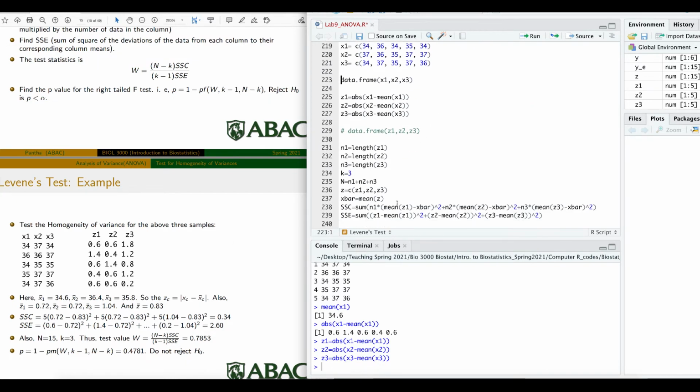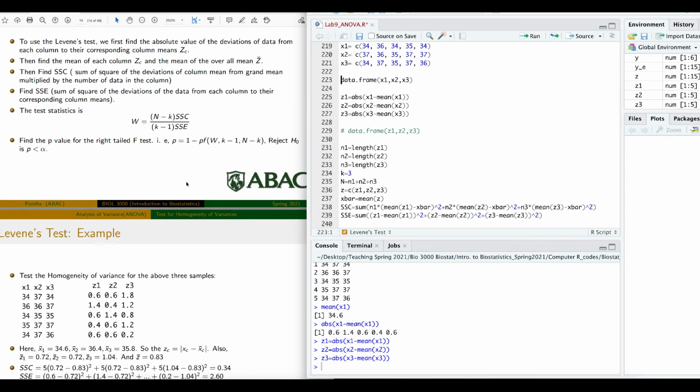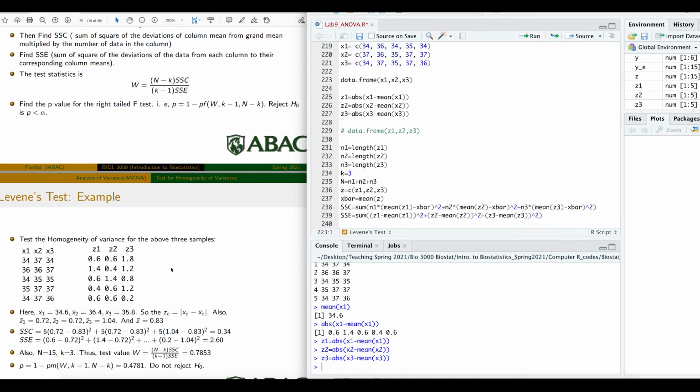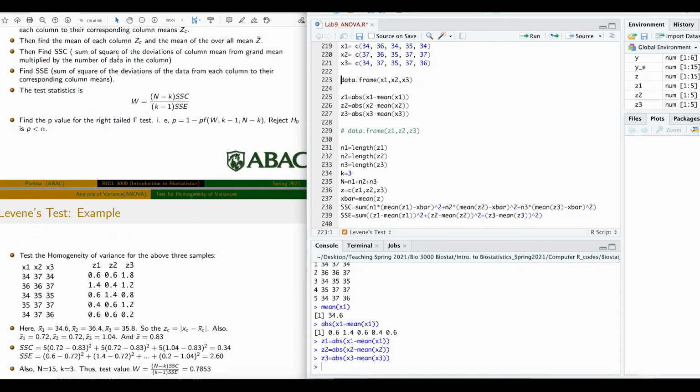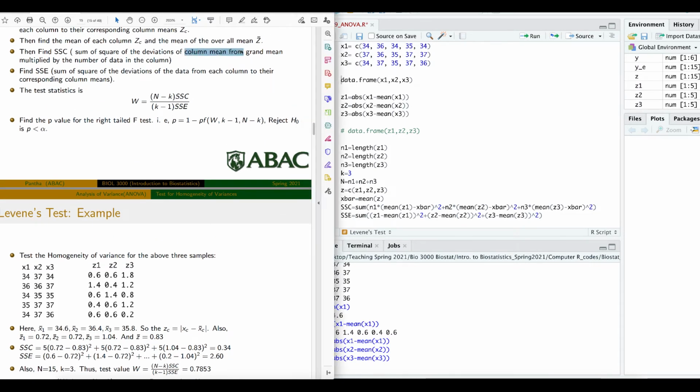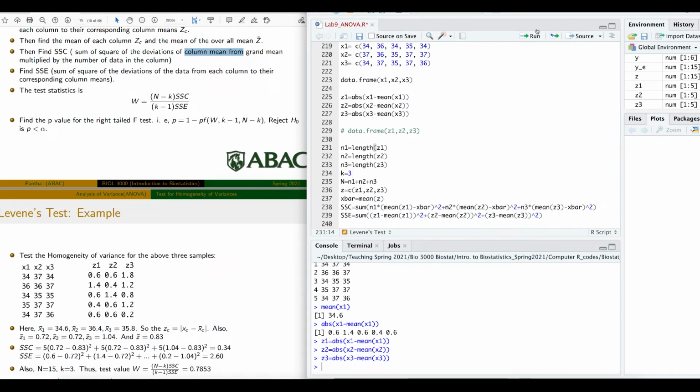This is what I got. Now we need to use this to find SSC, right? How do I find SSC? Sum of the square of the deviations of the column mean, meaning we need to find G1 bar minus G bar squared plus G2 bar minus G bar squared plus G3 bar minus G bar squared. That's what it is saying. The sum of square of the deviation of the column mean from grand mean multiplied by the number of data in the column, that is N1, N2, N3, right? So let us see that. So I found N1, N2, N3 there. K is 3, N is the sum of the number of data in each of those.